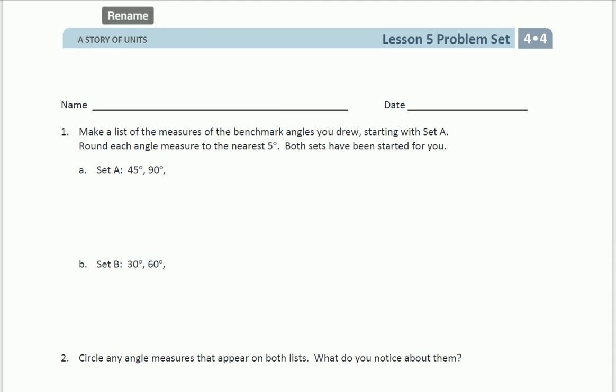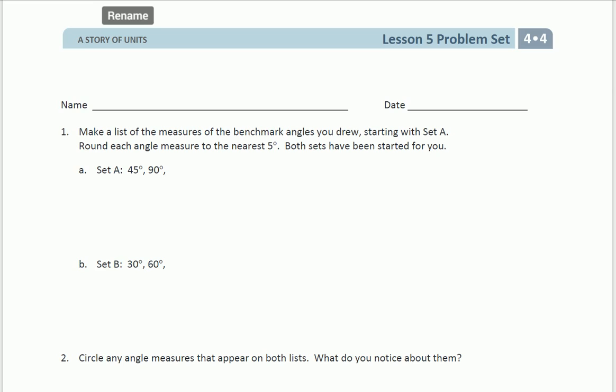Okay, number 1, make a list of the measures of the benchmark angles you drew, starting with set A. Round each angle measured to the nearest 5 degrees. Both sets have been started for you. Well, set A, we're looking at 45, 90, and it looks like we are going by 45 degrees. So let's continue along this pattern here.